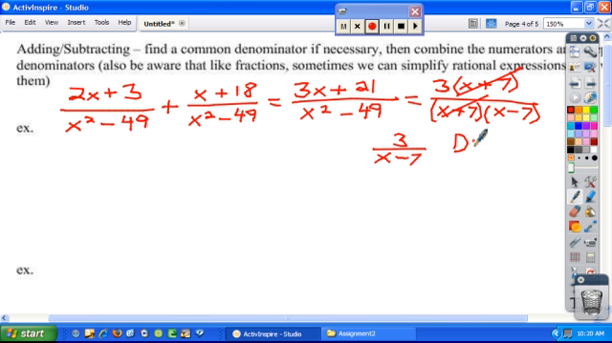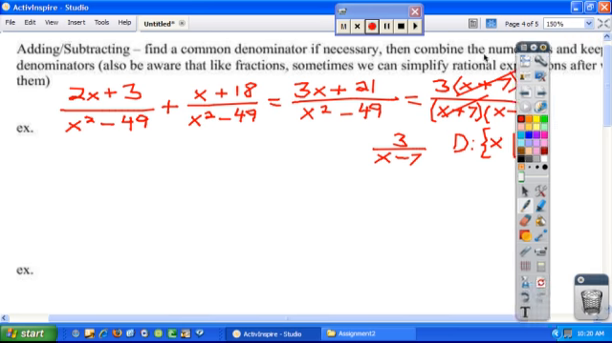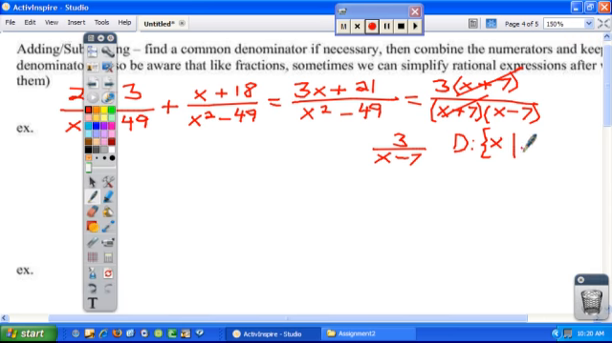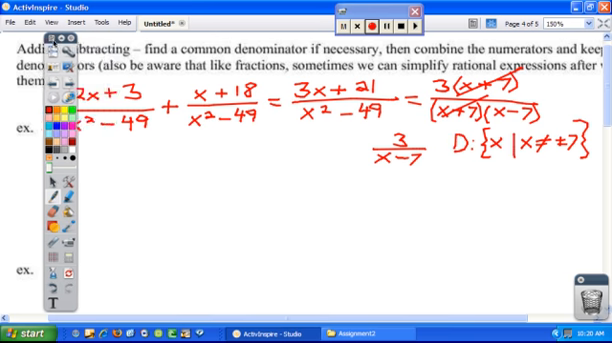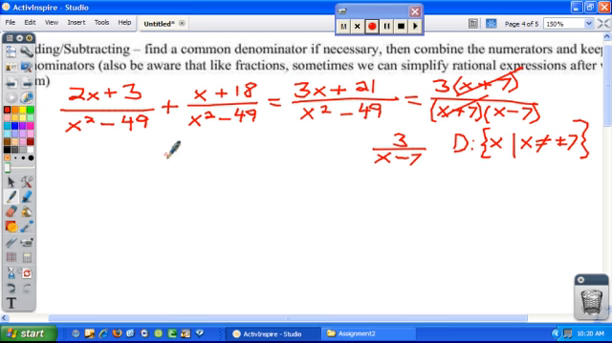And as far as my domain goes, if you're interested, and I know you are, the domain can't be plus or minus 7. So x not equal plus or minus 7. We say what the domain isn't, basically. Now you might be saying, well, how come it can't be negative 7 if you crossed it out? Well, for the domain, even if you cross it out, it doesn't matter. You still have to avoid that value.